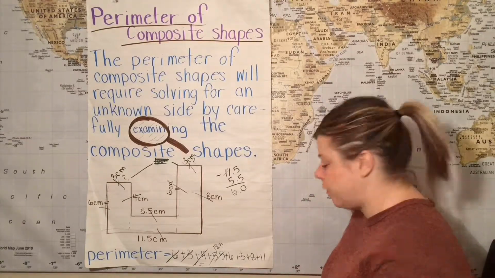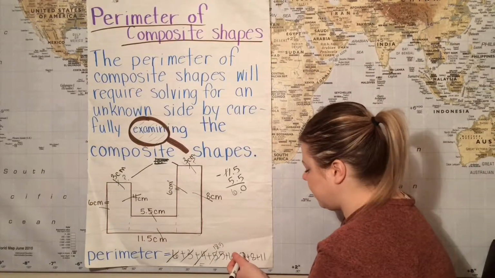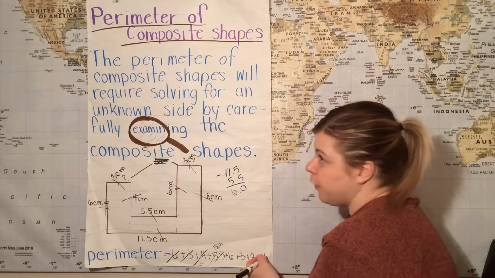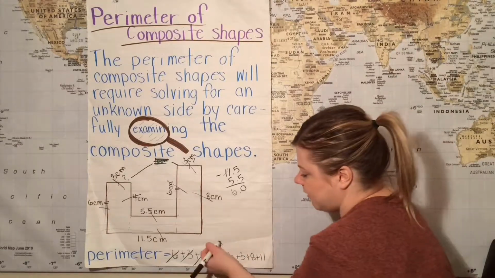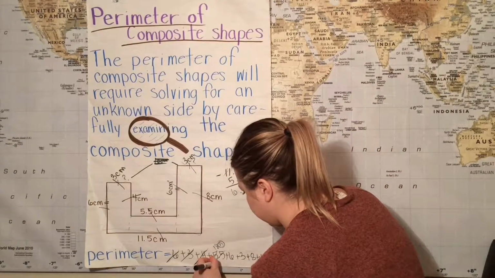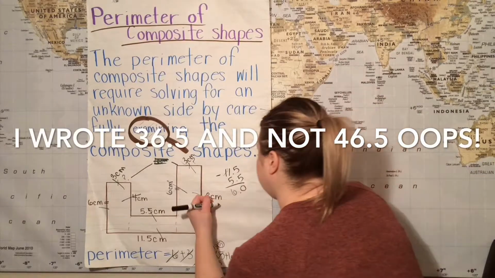Plus 6 is 24. 24 plus 3 is 27. 27 plus 8 is 35. 35 plus 11 is 46. Can't forget that 0.5. So I've got 36.5 is my answer. So I'm even going to write it right here.